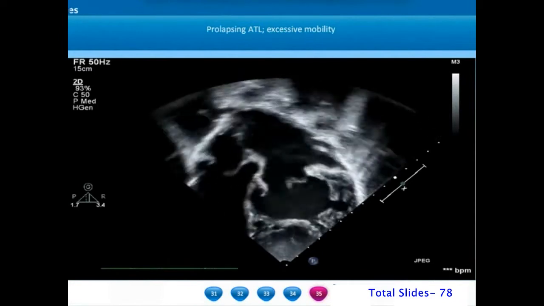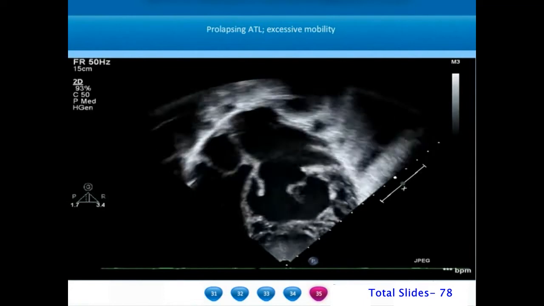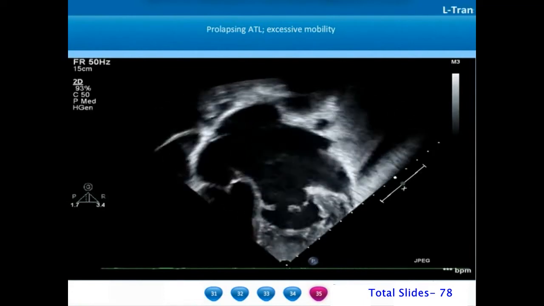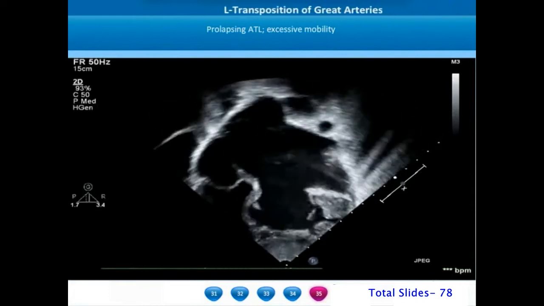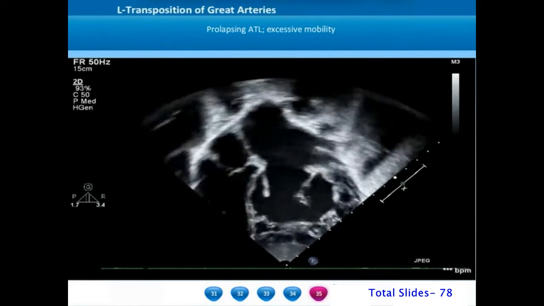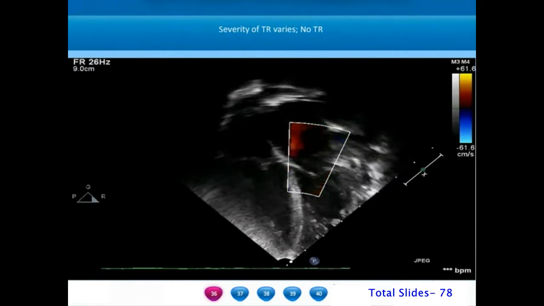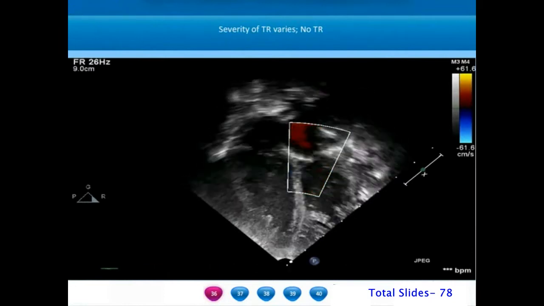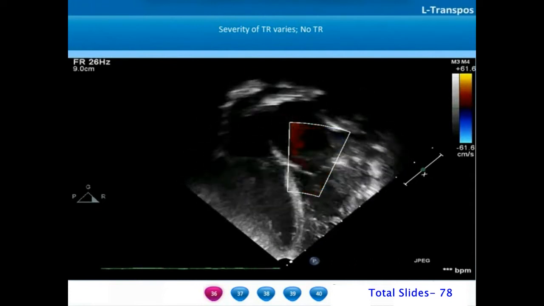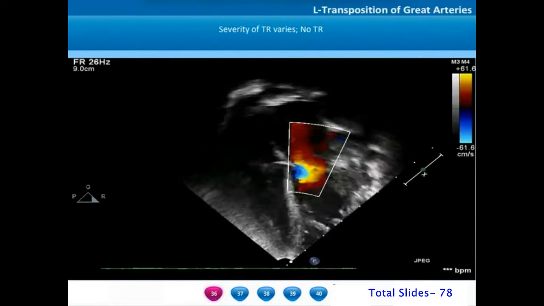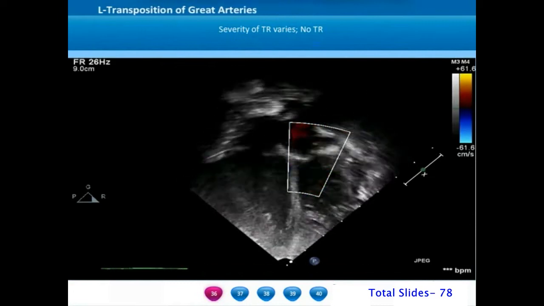In some corrected transposition of great arteries, there can be a prolapsing ATL with excessive mobility. Here we can find the anterior tricuspid leaflet has a substantial prolapse causing a large regurgitant orifice. The severity of tricuspid valve regurgitation will vary in patients with corrected TGA. In this example, we can notice that the right ventricle and the left atrium are not dilated at all and there is no tricuspid regurgitation.